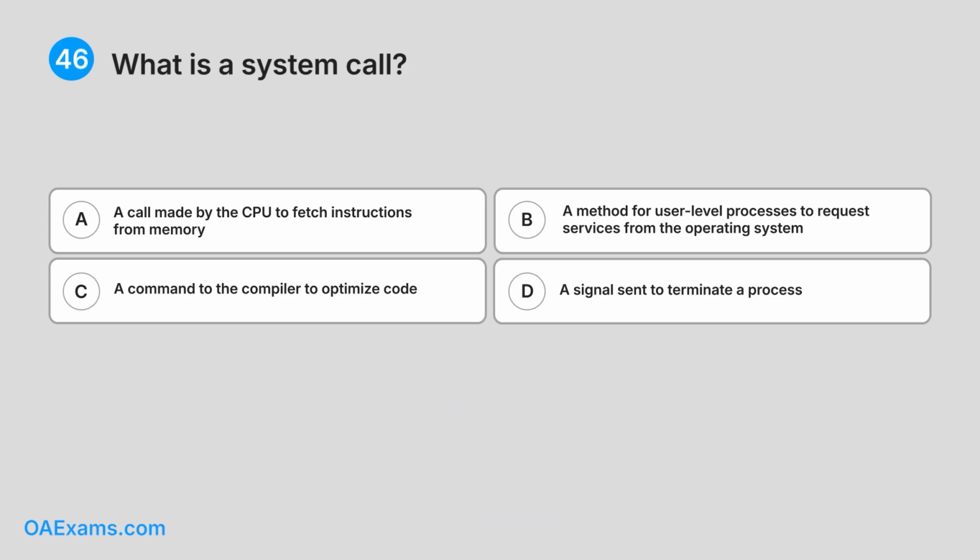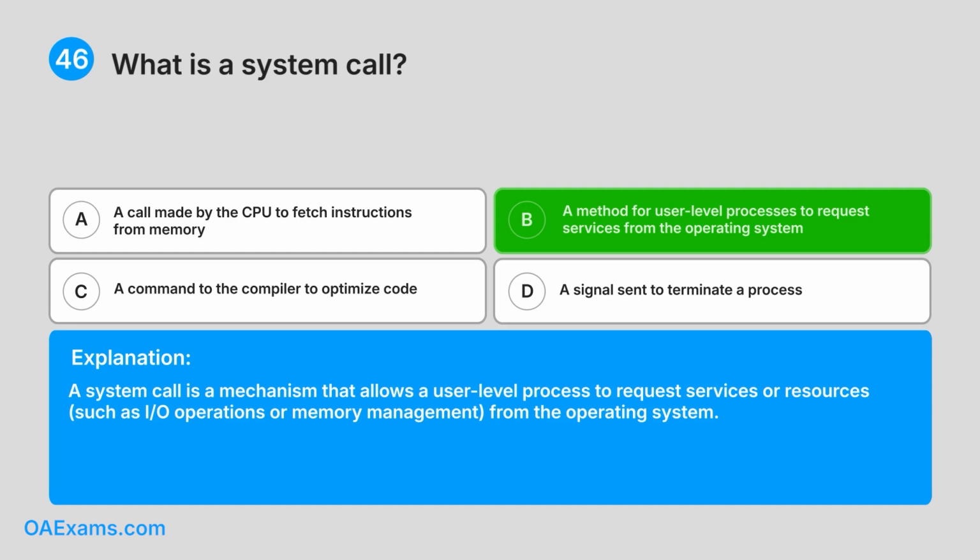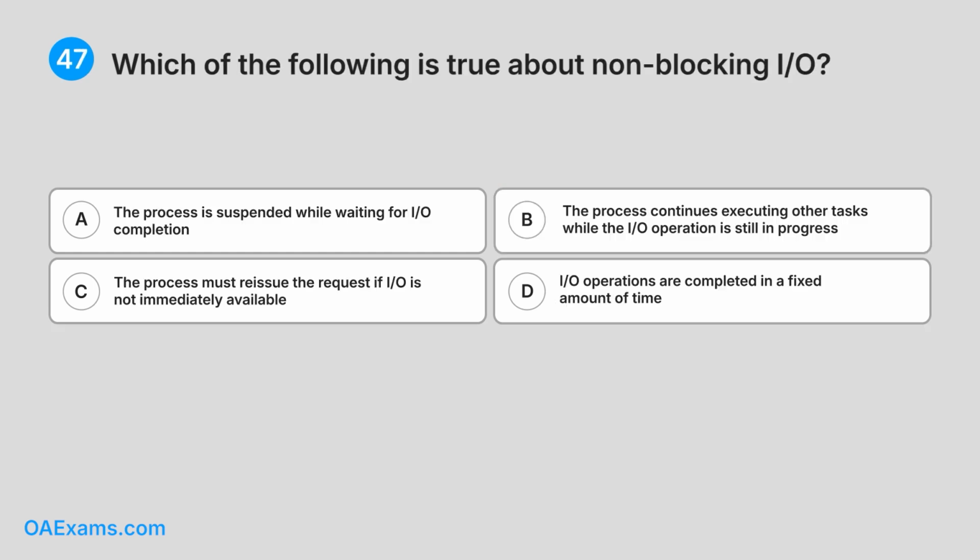Correct answer. B. A method for user-level processes to request services from the operating system. Explanation: a system call is a mechanism that allows a user-level process to request services or resources, such as I/O operations or memory management, from the operating system.